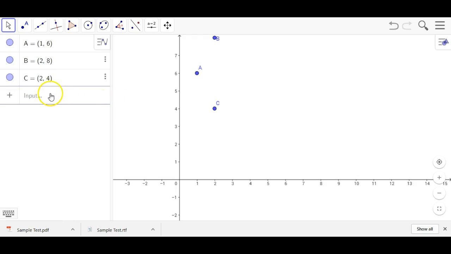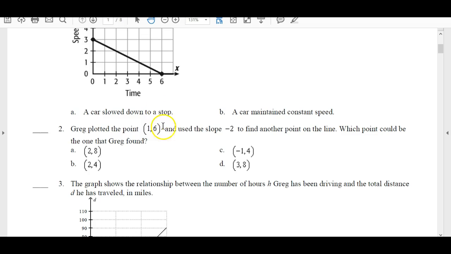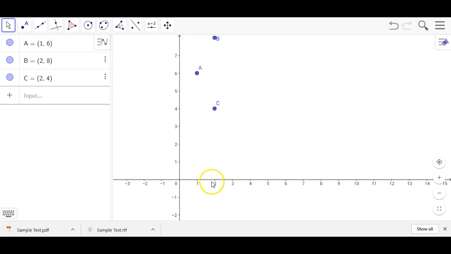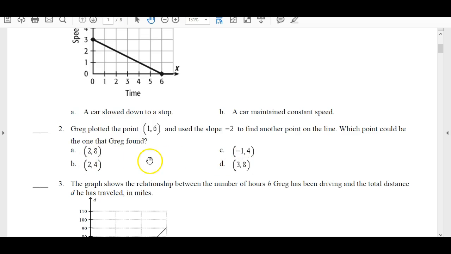-1, 4. Make sure I click in here. Well, -1, 4 is going to be over here. And the last one that we had was 3, 8. 3, 8 would be over to 3 and all the way up here to 8. Okay? So from 2, 8, we'd be moved over 1 more over here to 3, 8. So see if you can figure out which of those answers here would be on that line.